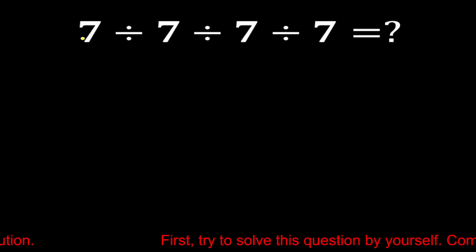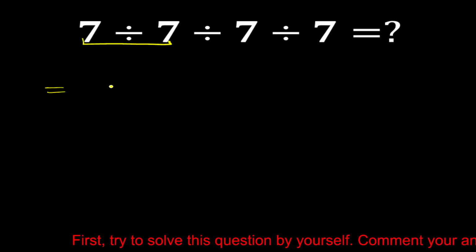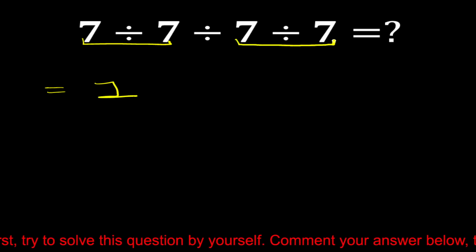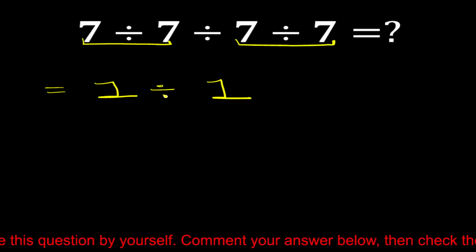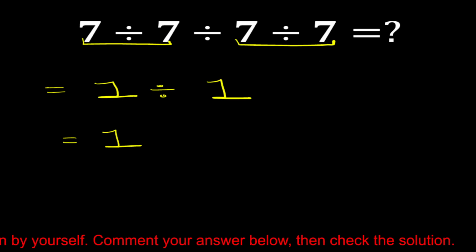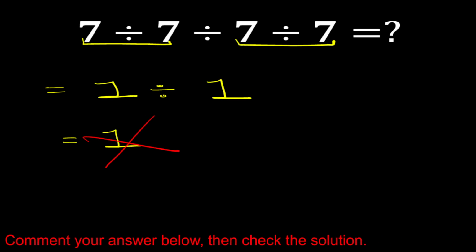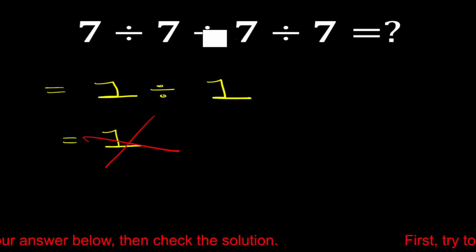So most people solve this question like 7 divided by 7 is equal to 1. Then again 7 divided by 7 is also equal to 1. Okay, now 1 divided by 1 is equal to 1. But this answer is not correct. This answer is completely wrong. So now let's solve this problem correctly by using the PEMDAS rule.